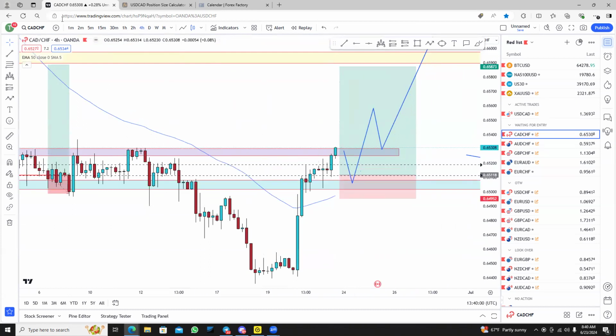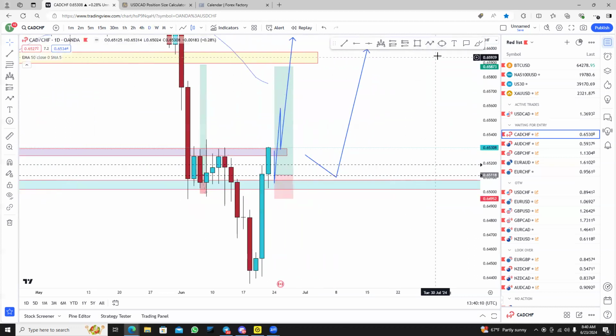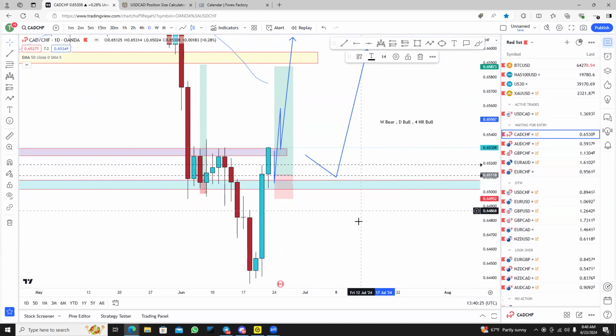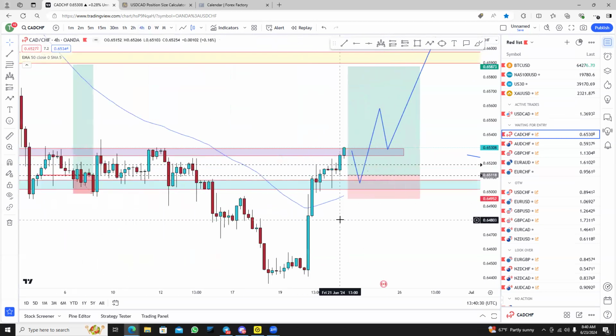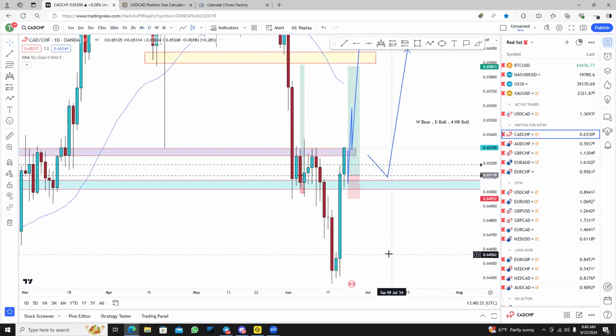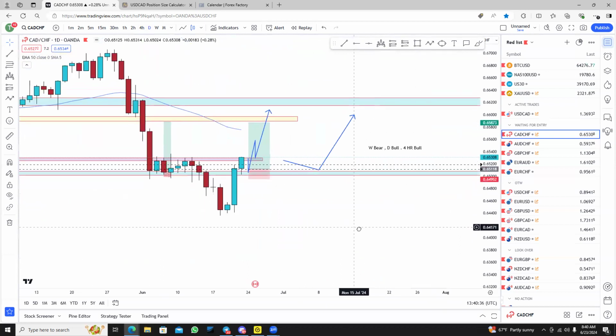So what we're waiting for on this, we got your daily and our weekly. Our weekly, we'll just write it down here. Go to our daily chart. Our weekly doesn't really matter at the moment. So we got weekly bear, daily bull, 4 hour bull. Right? Easy, simple, cakewalk. So then we're looking for areas of interest on our daily and 4 hour.